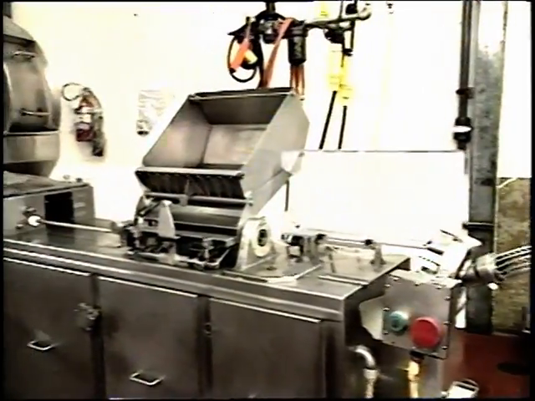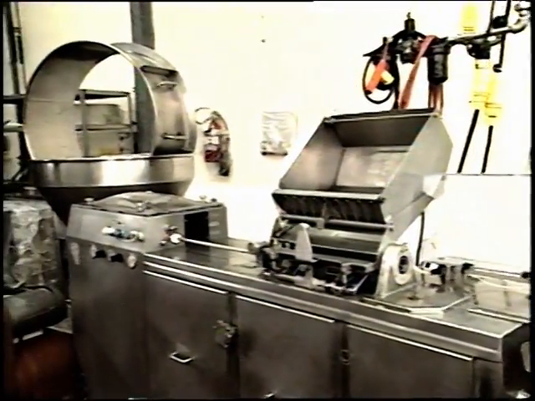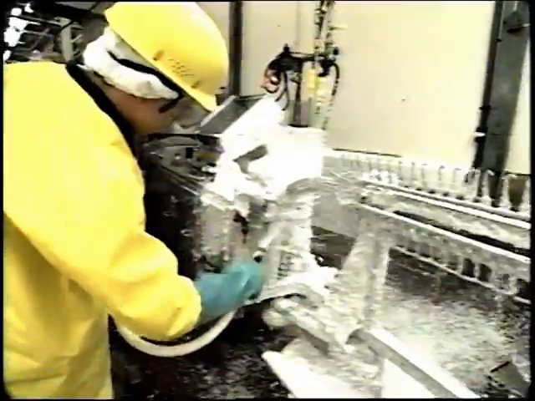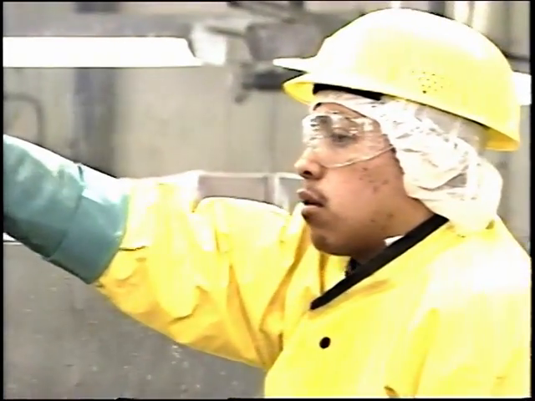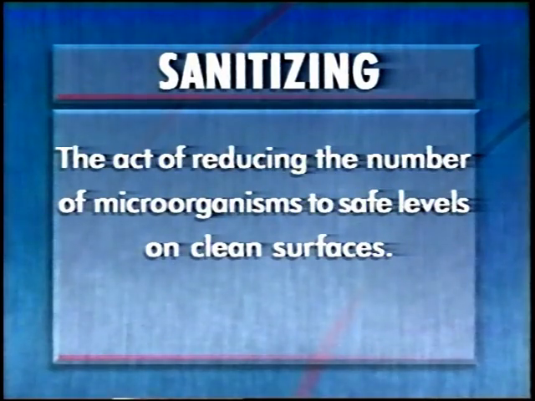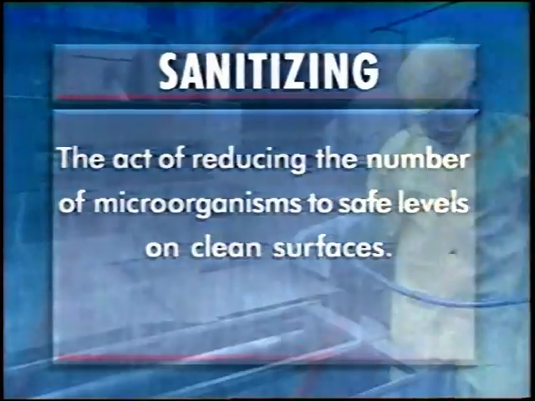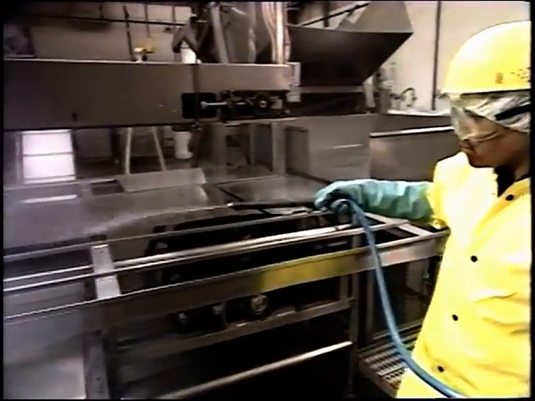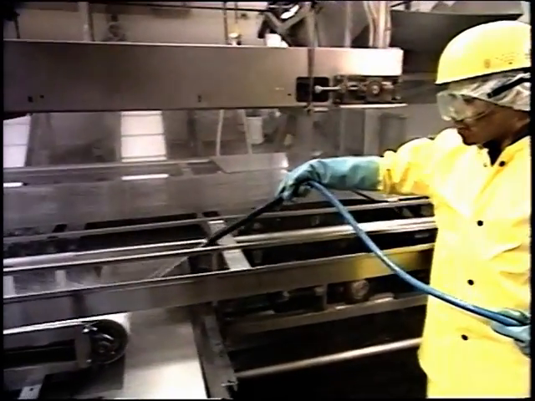The production environment must also be free of harmful microorganisms. Although cleaning will remove soil and may reduce the level of microorganisms, it is the sanitizing step that kills microorganisms and thereby reduces the risk of product contamination. Sanitizing is defined as the act of reducing the number of microorganisms to safe levels on clean surfaces. This is a big challenge because microorganisms are invisible and can be found just about everywhere.